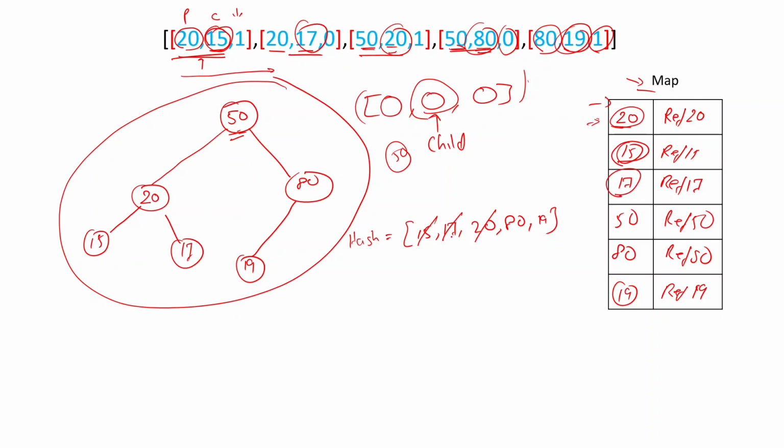17 is there, so it cannot be. 50 is not there in the hash set, it means that 50 is the root, and we have to return the reference of that 50. So that way we can get the root of the tree as well. So let's see the code.